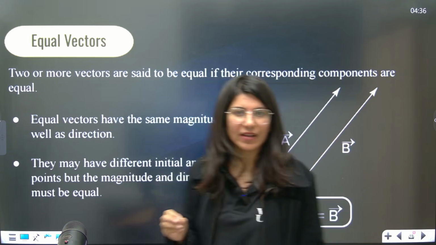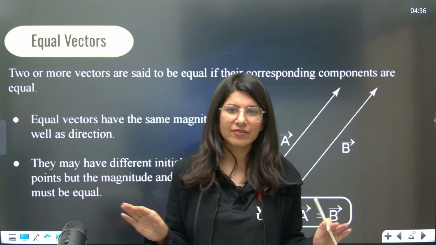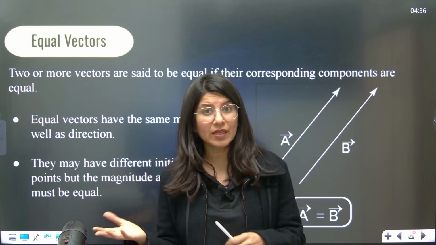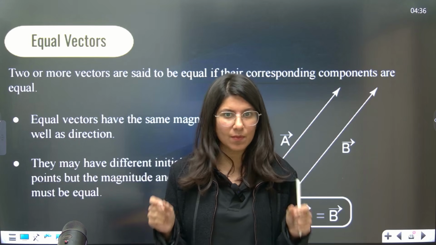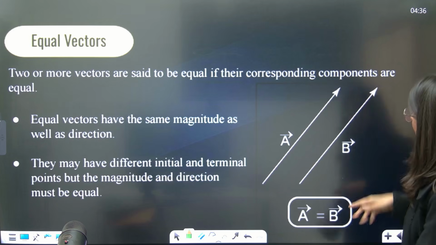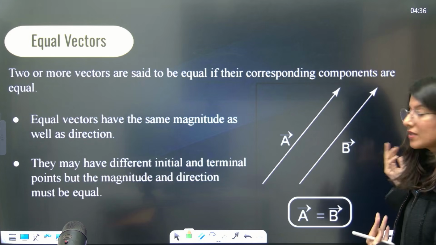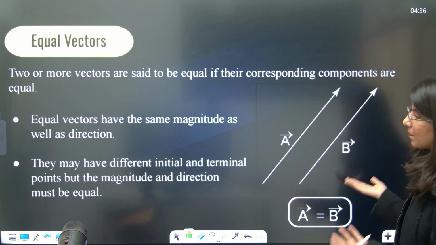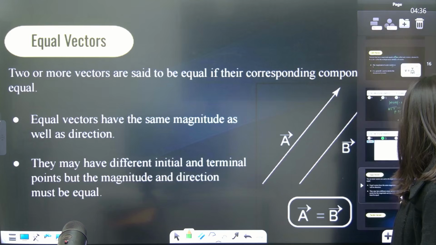Now equal vectors. Very simple definition. Two vectors are said to be equal if their magnitude is the same, number 1, and their direction is the same. So just like this, A and B: length is the same, and they are also pointing towards the same direction. You can call it parallel also. So A and B vectors are equal.